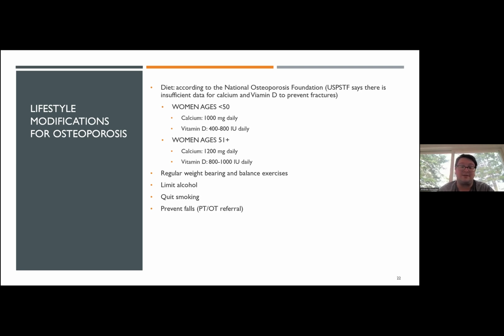You also want to combine these lifestyle recommendations with weight training and balance exercises. Always limit alcohol, and always try to help your patients quit smoking, for multiple reasons, of course. And if you have patients with a really bad risk of falls, you can do PT/OT. We're lucky enough to have the fall clinic at Harborview, which does a great job of not only having a falls assessment, but also PT combined in those visits. So we have resources which we can utilize as UW providers.